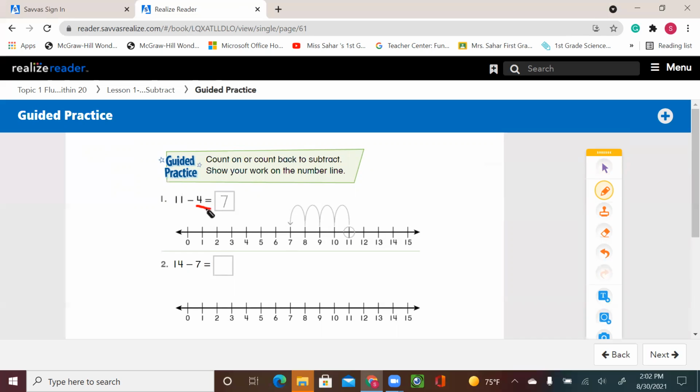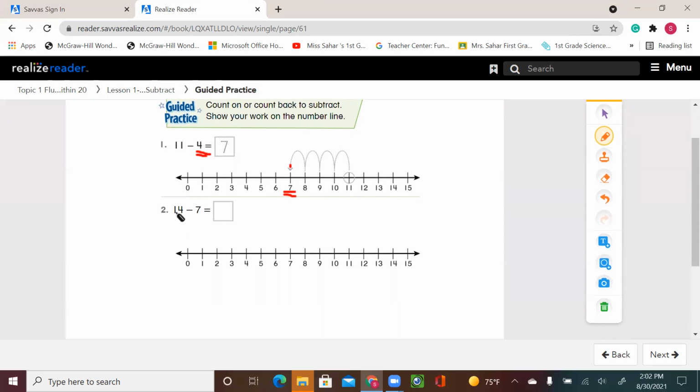We need to go 4 steps backward. So start from 11. 1, 2, 3, 4. Where did I land? I land on number 7. Okay, let's go for the second one. 14 take away 7. All right, in this example we went backward.